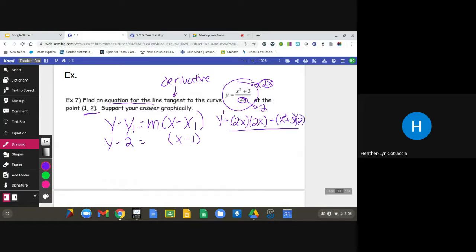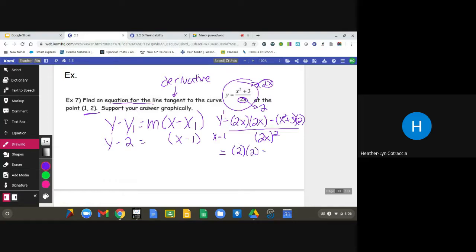And then that's all over low squared, and make sure you square the entire denominator. Now, I could clean that up if I wanted to. I'm just going to go ahead and plug in my values. So I'm going to have 2, because x is 1, right? X equals 1. So 2 times 1 is 2.